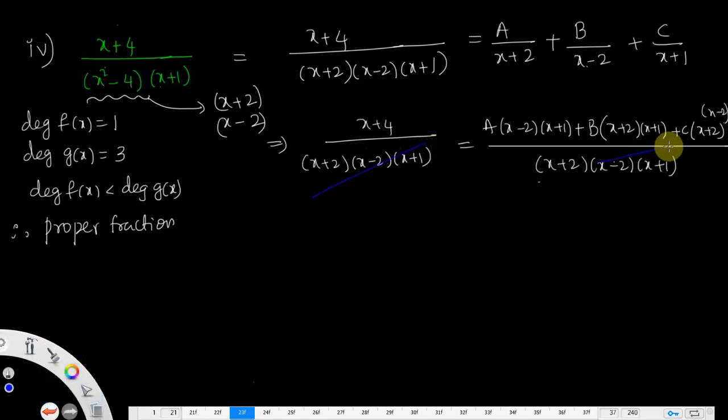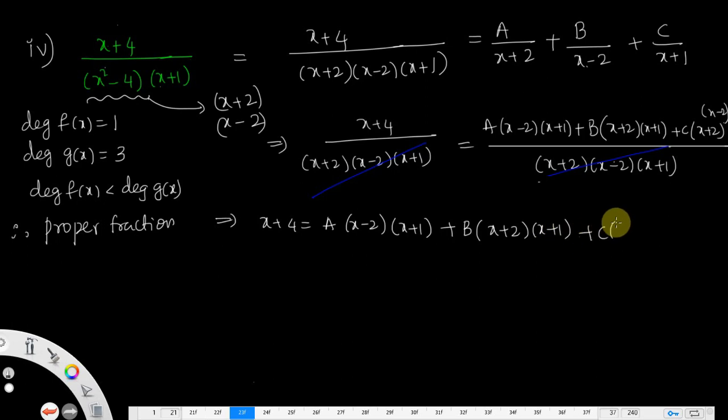Since both have the same denominator, it gets cancelled. Then we get x plus 4 equal to, numerator step you can write as it is, a into x minus 2 into x plus 1, plus b into x plus 2 into x plus 1, plus c into x plus 2 into x minus 2.